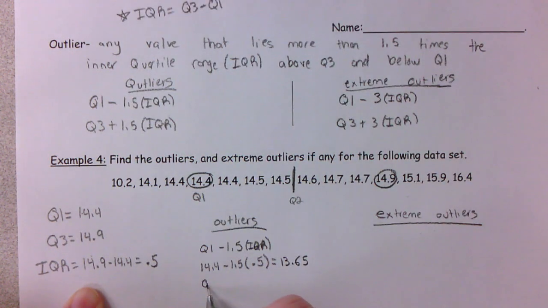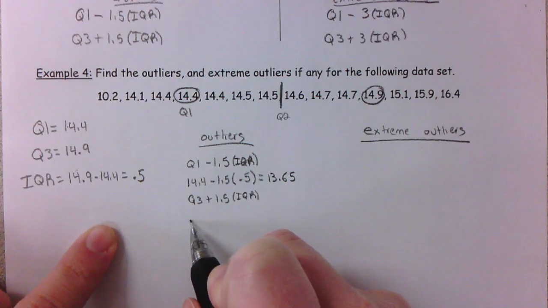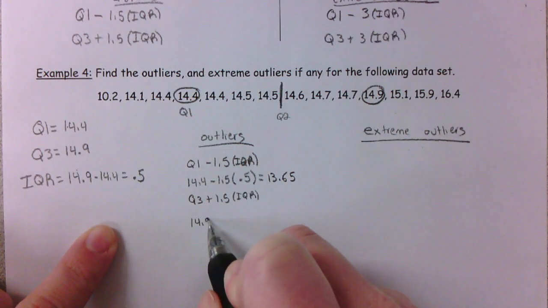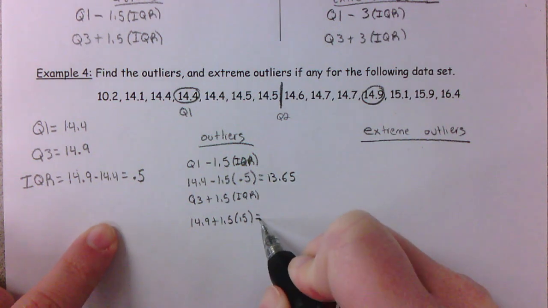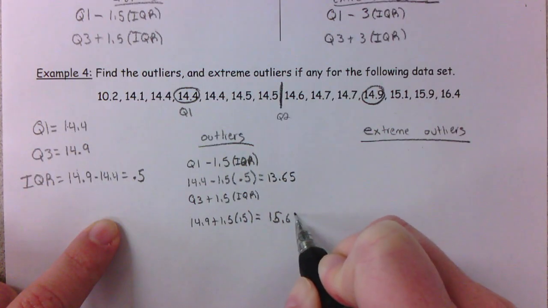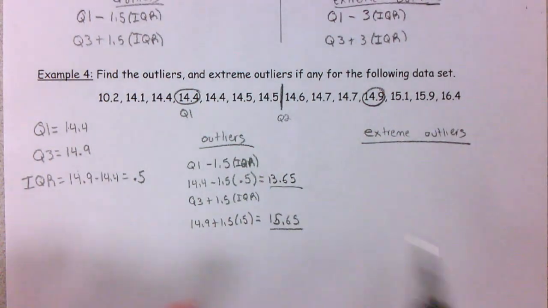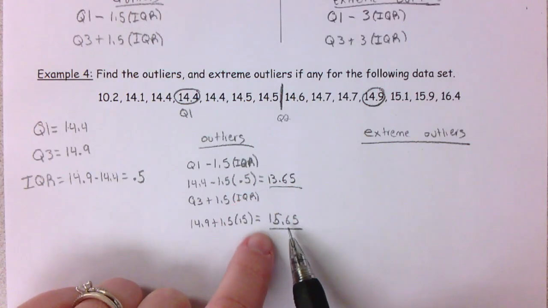And then I'll take Q3 plus 1.5 times IQR, which would be 14.9 plus 1.5 times 0.5. Okay, and that's going to get me 15.65. So these are the two numbers. That's my range. So if there are any numbers less than 13.65 or greater than 15.65, those are considered outliers.